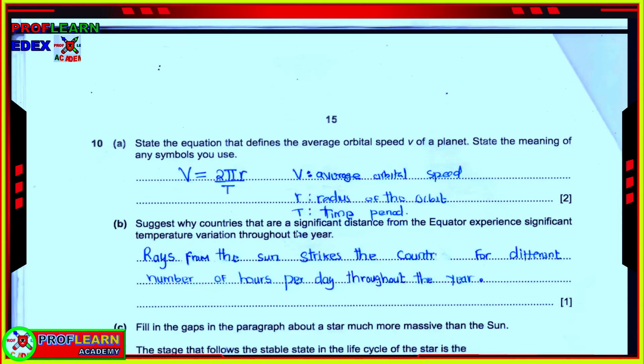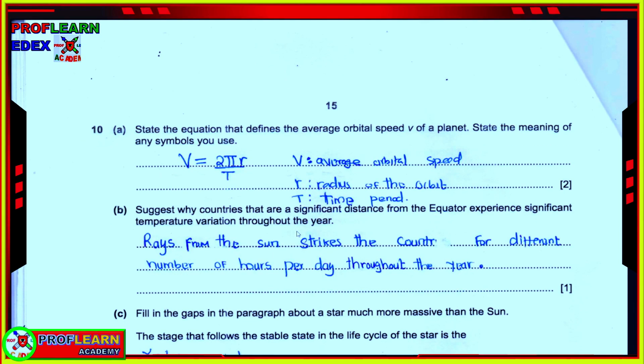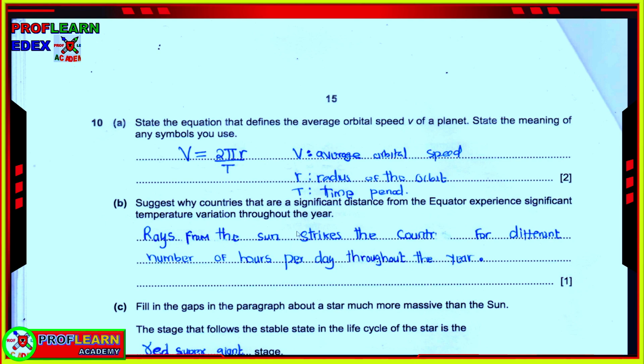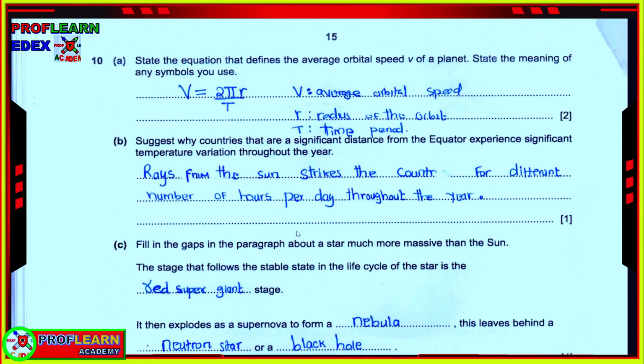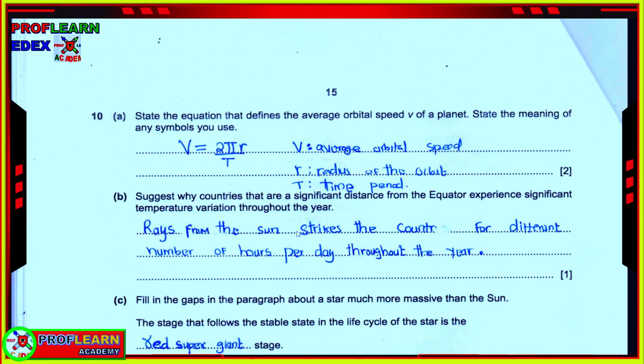You also need to use the equation we have already mentioned to work out orbital speed, where r is the average radius of the orbit, and t is the time it takes the object to go around the orbit.